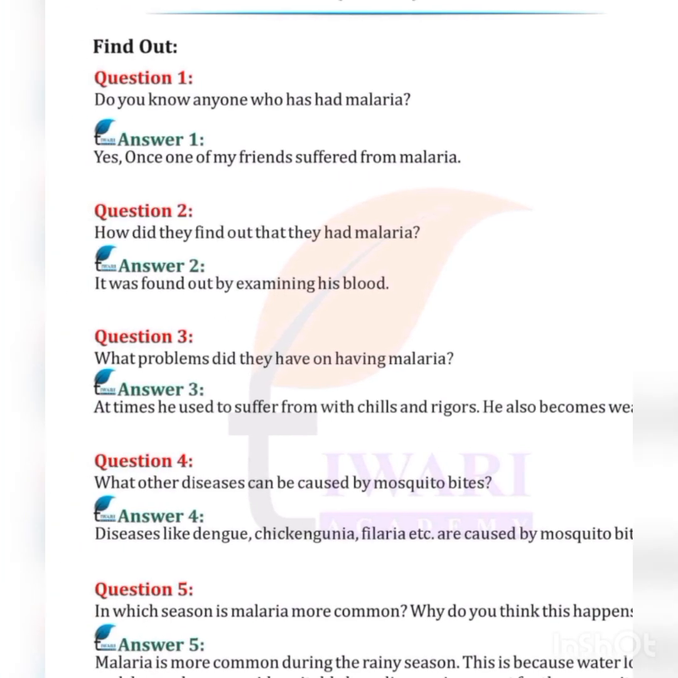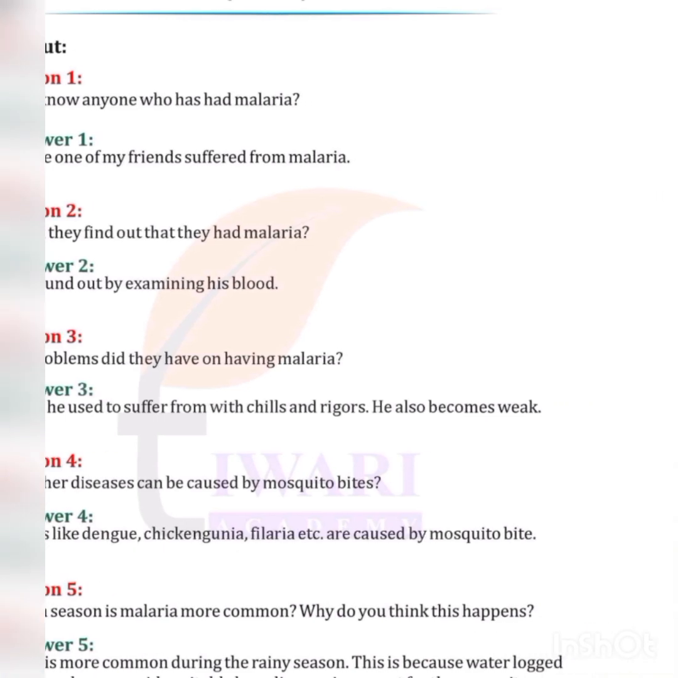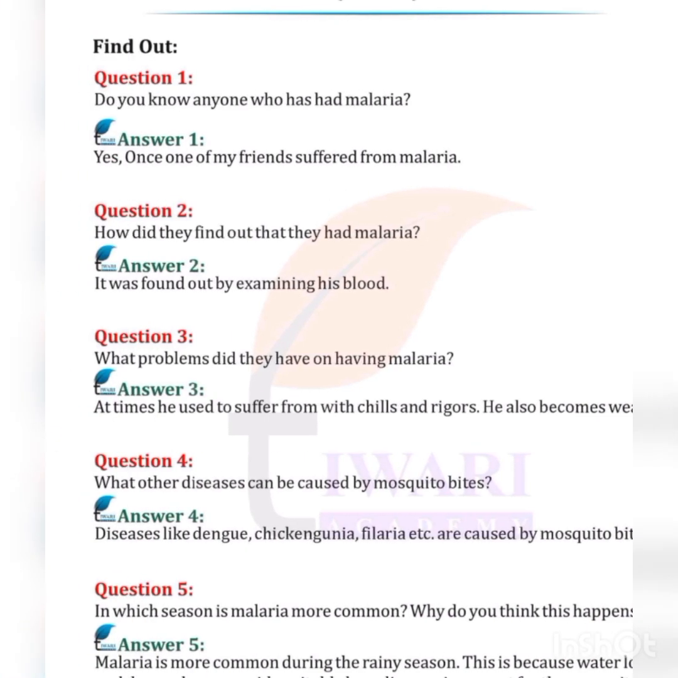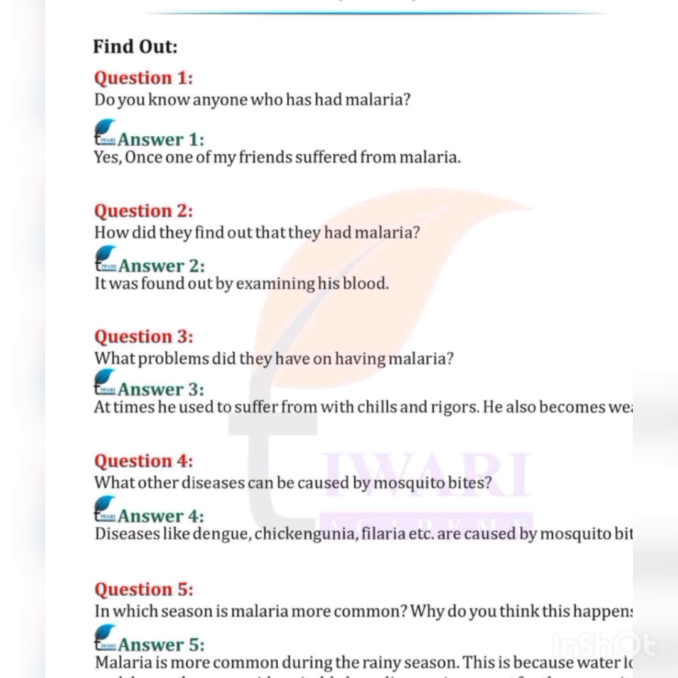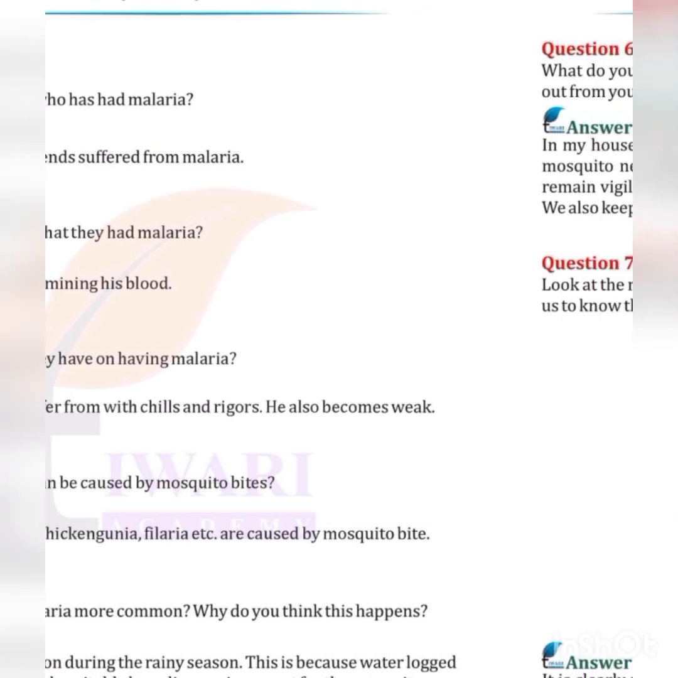Question number 5. In which season is malaria more common? Why do you think this happens? The answer is malaria is more common during the rainy season. This is because waterlogged and damp places provide a suitable breeding environment for mosquitoes.